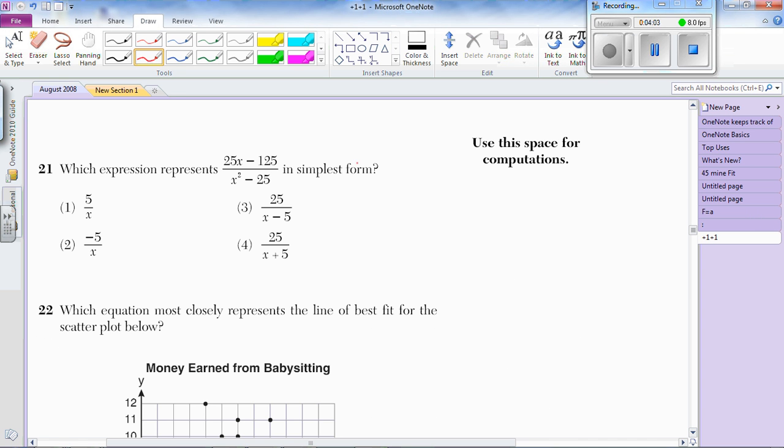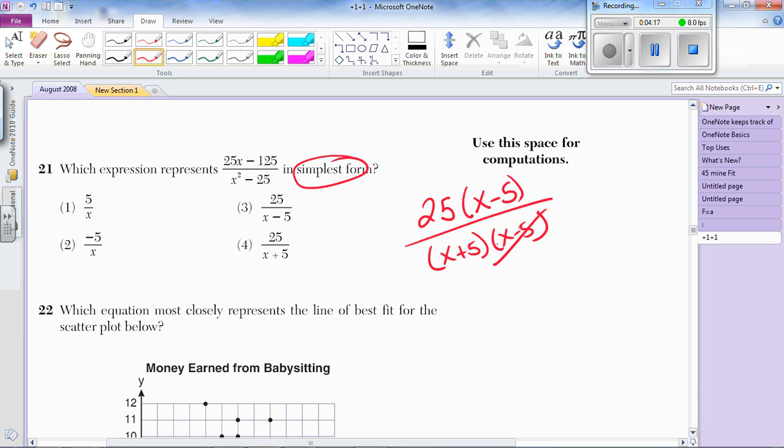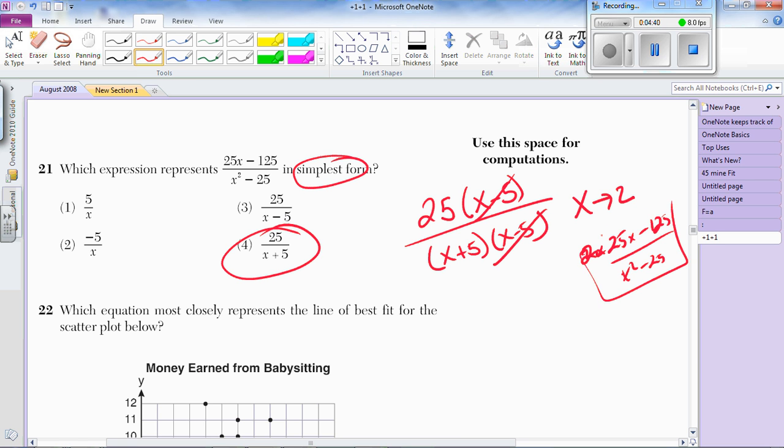Okay, simplest form, which means we just have to factor. So in the numerator I can take out a 25. And I'm left with x minus 5. The denominator, I hope you recognize that, is just x plus 5. x minus 5. 25 over x plus 5. Another way to do this problem was just store 2 in x, and then do 25x minus 125 divided by x squared minus 25. Just type that in your calculator. You'll get a number, and then type in the answers, and you get the same number.